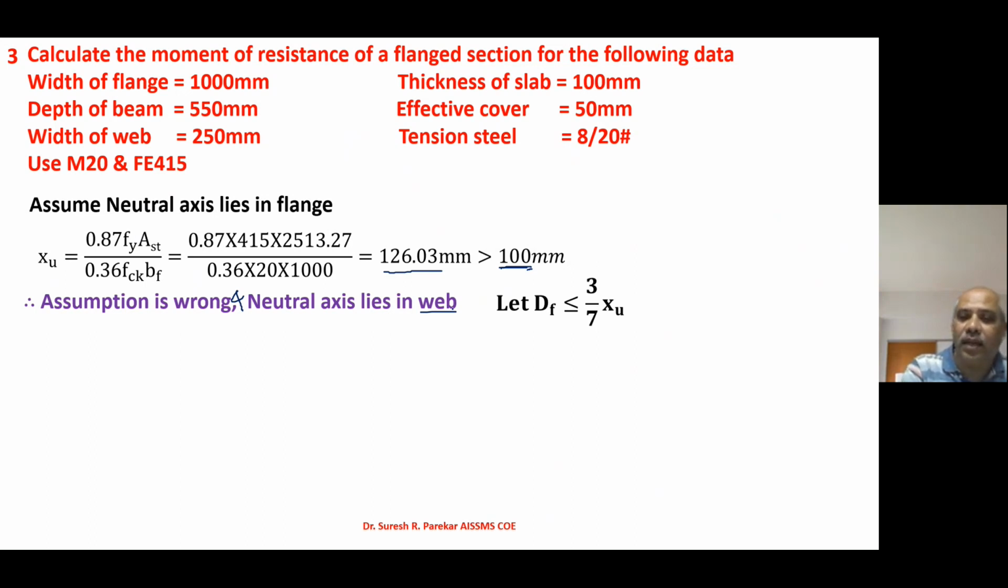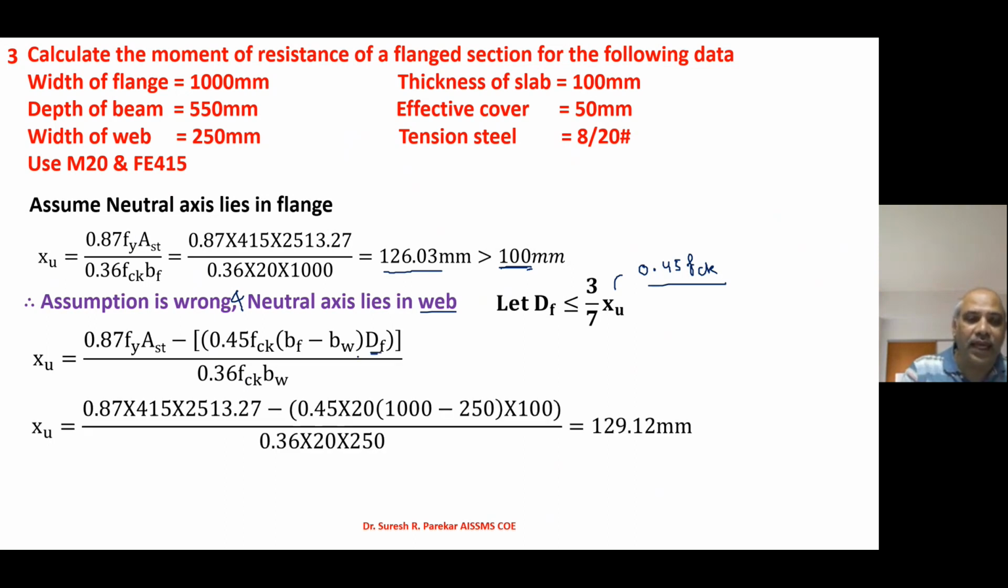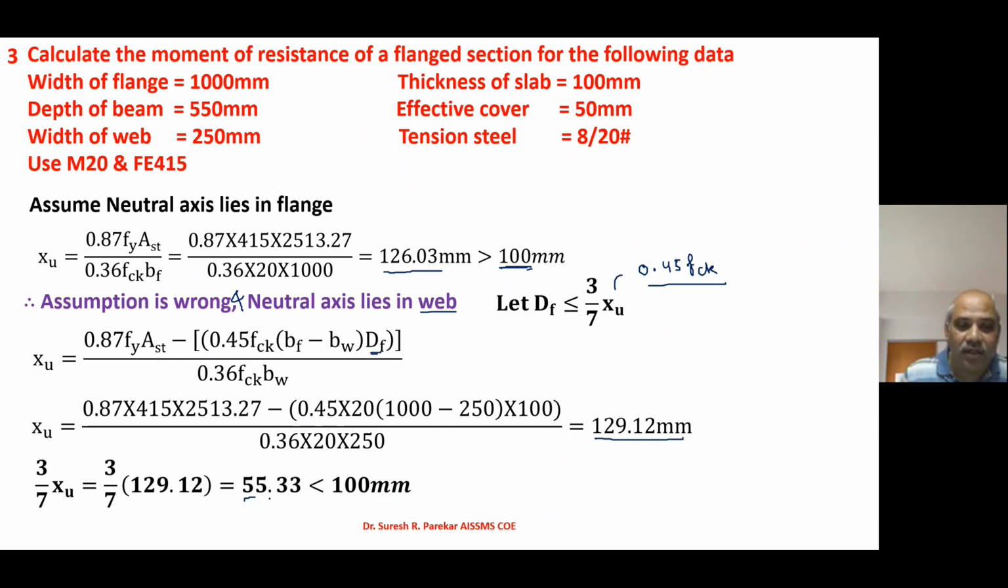And in the first case we will go with Df less than or equal to 3/7 Xu. Why? Because in that case all the flange is stressed to 0.45 fck. Then we take 0.45 fck (Bf minus Bw) into Df, and from this we calculate the value of Xu, which will be 129.12 millimeters. Now we check 3/7 of Xu, which is 55.33, and which is less than 100 mm. So our assumption is again wrong because this is not satisfied. Here we can see Df is greater than 3/7 of Xu.